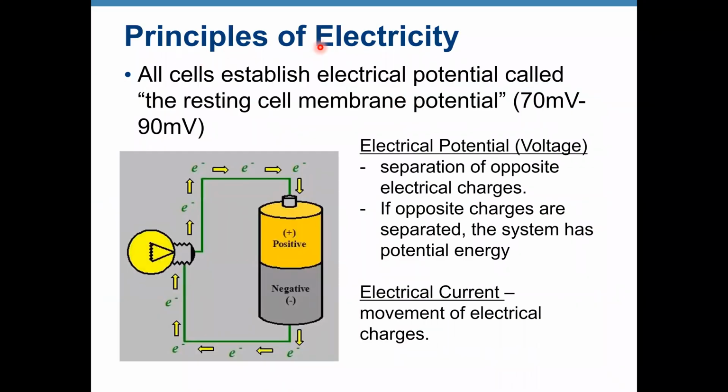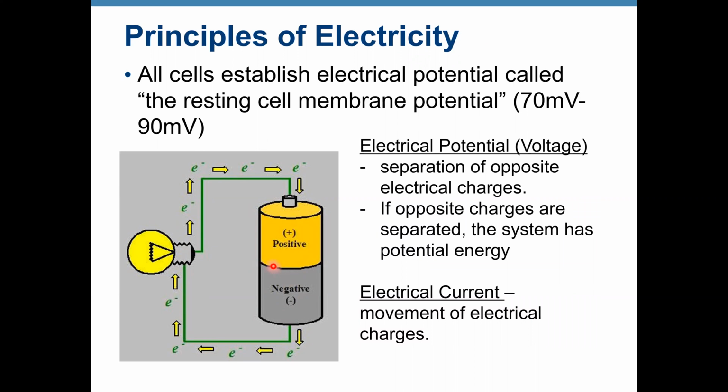So we're going to start with principle of electricity. What you see on this picture is a battery. And you know your battery has potential energy. You can use battery, let's say, to make a light bulb work, or to make your remote work. You can use battery to make your laptop work, right? So battery has potential energy. So how does battery have a potential energy?